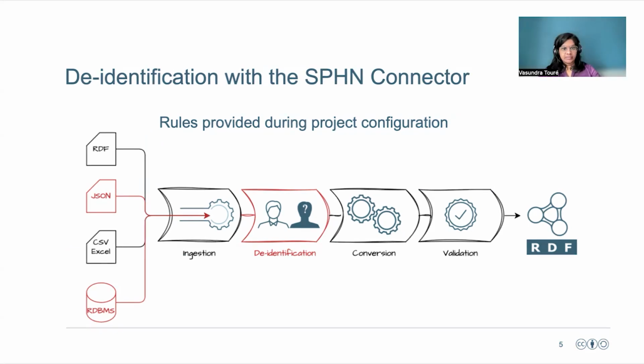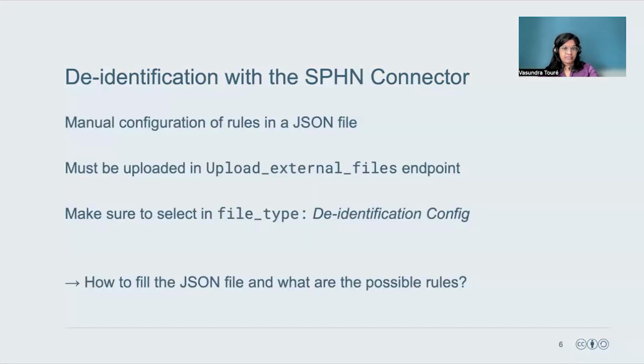The SPHN connector enables you to define some rules that you can provide during the project configuration to apply the de-identification to your data that you're transforming into RDF. You basically have to put those rules into a JSON file and upload it into the upload external files endpoint of the connector. And you have to make sure to select the de-identification config as the file type. Make sure that you do this step after you have created the project in the connector, but before you actually start the pipeline and ingest the data.